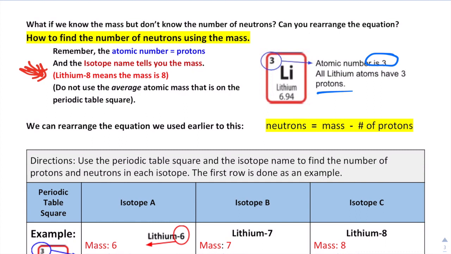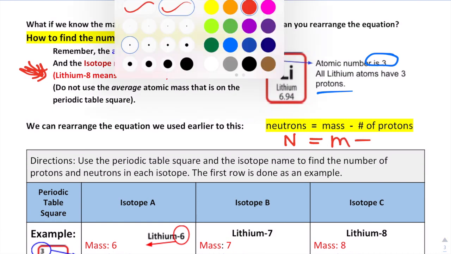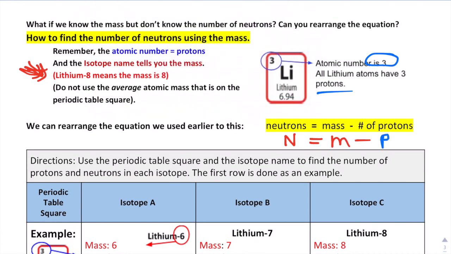We can rearrange the equation we used earlier to this. Neutrons equal mass minus the number of protons. So again, shortening it up, neutrons equals mass minus, actually I'll change the color, minus protons.